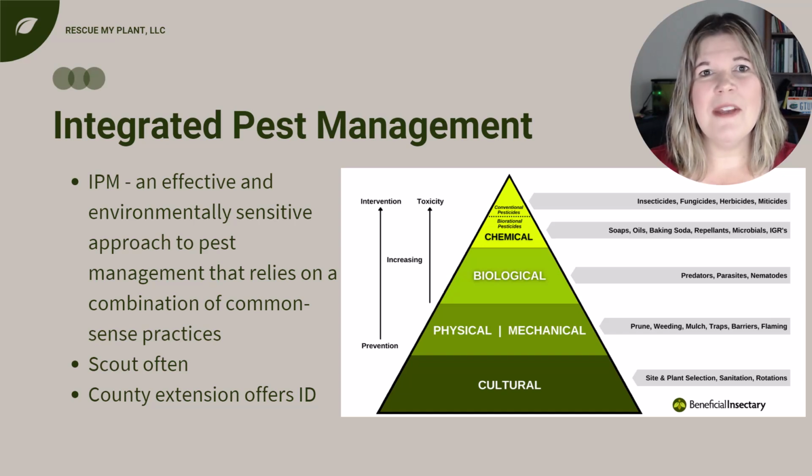When it comes to IPM, you should scout often. Check the undersides of leaves for pests and focus on looking at the whole plant for symptoms. For identification, the County Extension Service will often offer free services to help you identify your problem and offer solutions.